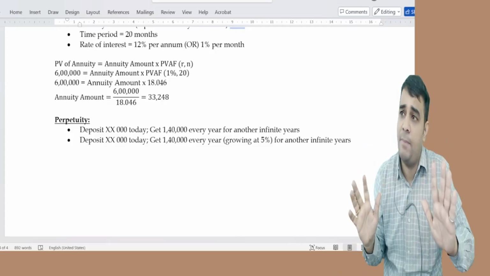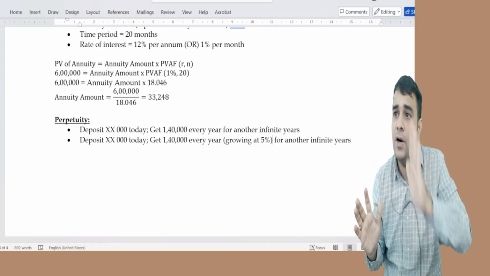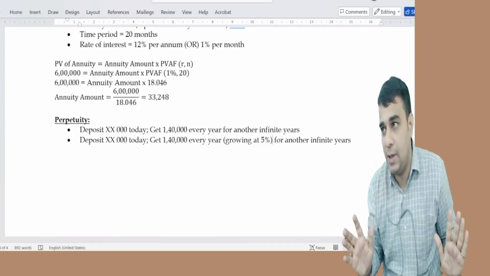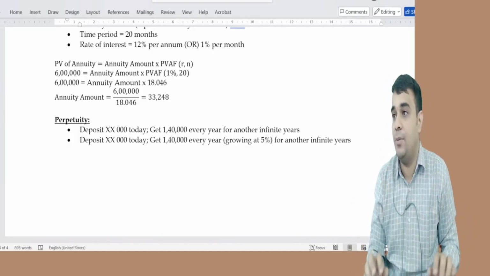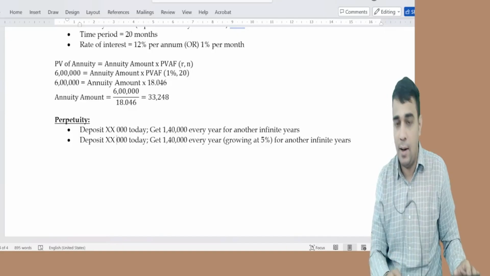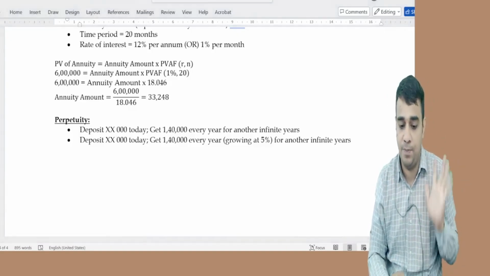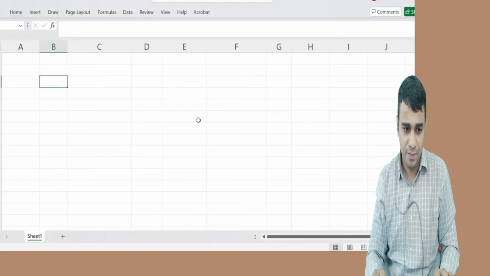So another option the bank gives us is a growth of 5% every year. If they give this, obviously they are going to charge a higher amount. Now, how do I value this? Okay, let's understand this now.